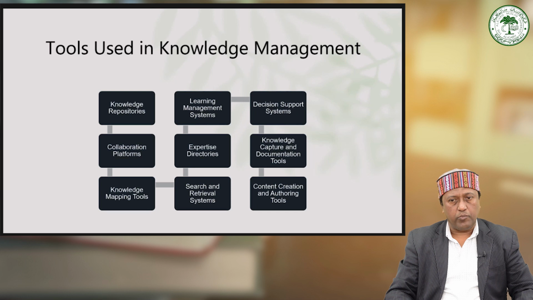for example, knowledge repositories. These are centralized locations where knowledge assets such as documents, reports, and other content are stored and organized for easy access and retrieval. For example, it can include document management systems, content management systems, and knowledge bases.